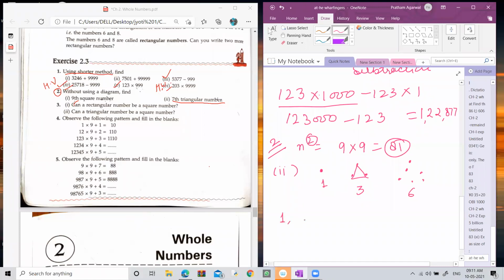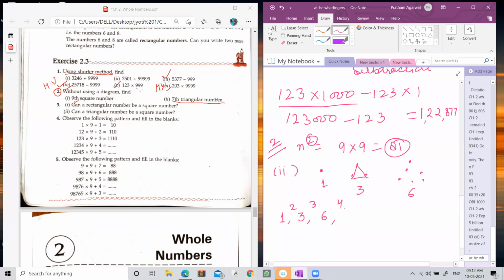The first one, as we know, is the triangular number 1. The second triangular number is 3, and the next one is 6. How can we find the next one? You can observe the difference between them. The difference between 3 and 1, that is 3 minus 1, how much? Quickly respond. What is the difference between 3 and 1? 2. Very good. What is the difference between 3 and 6? 3. Now we have to write the next number. The difference is 4.